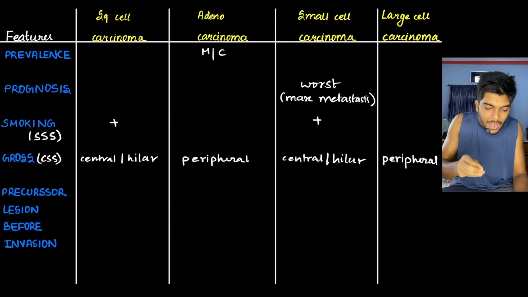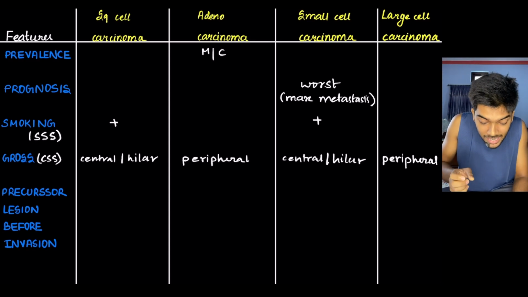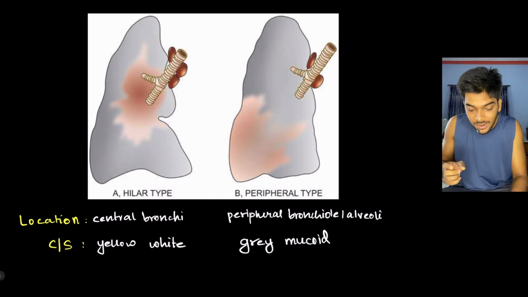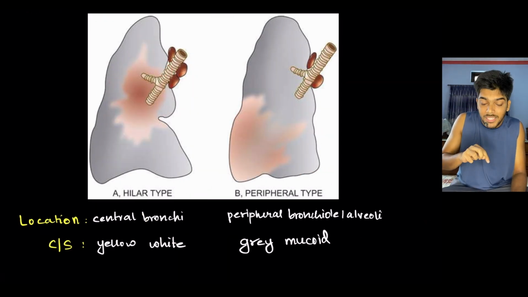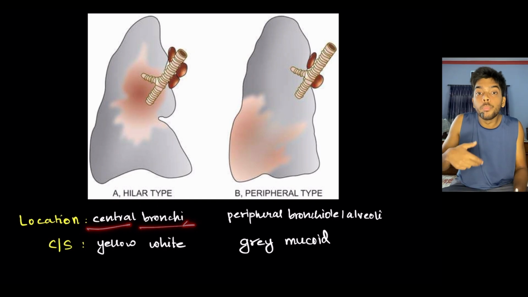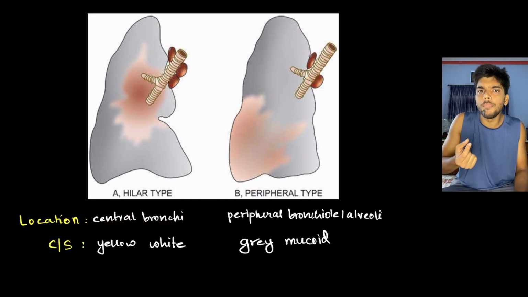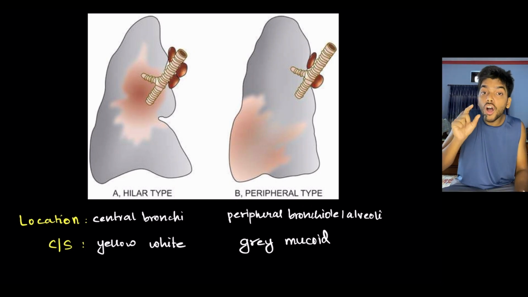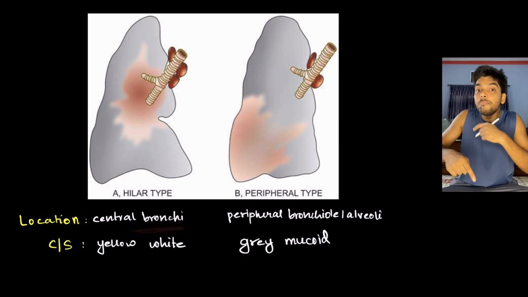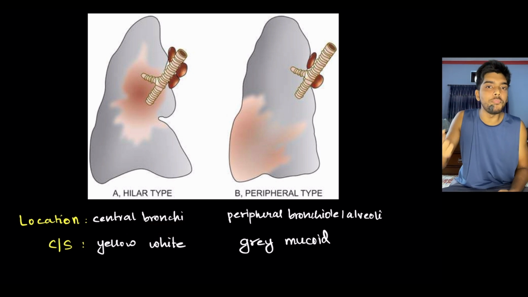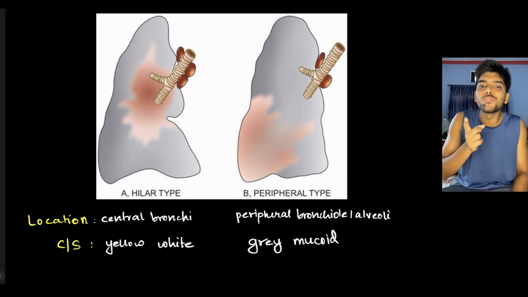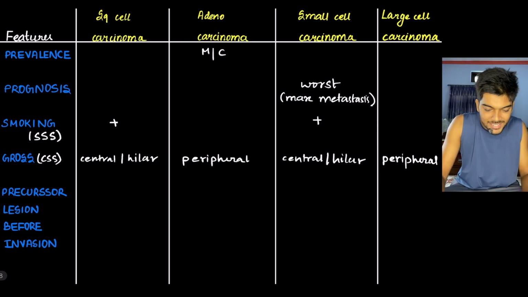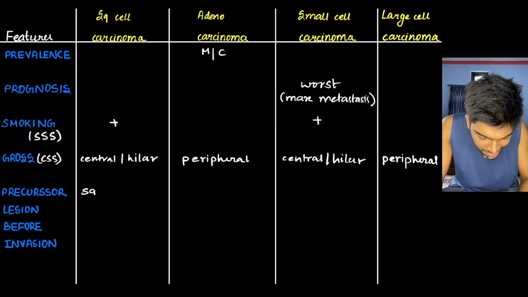Squamous cell carcinoma has what type of gross feature? The central or hilar type. That means it arises from central bronchi. Bronchi are lined by columnar epithelium, but the tumor is squamous. That means the columnar epithelium lining the bronchi is replaced by squamous epithelium. This is referred to as squamous metaplasia. So that is the precursor lesion. First there is squamous metaplasia.